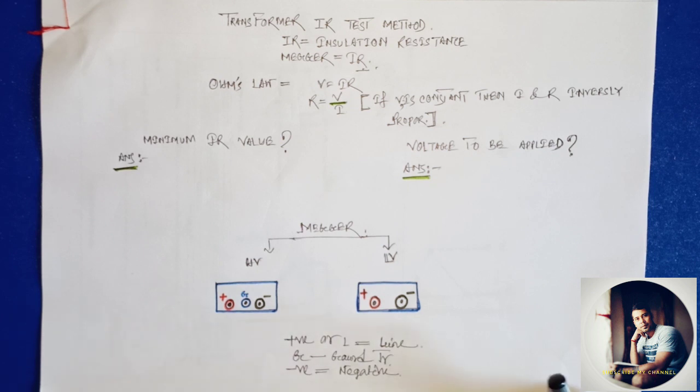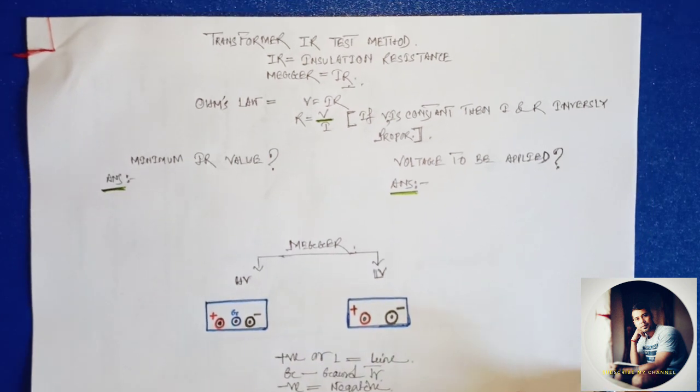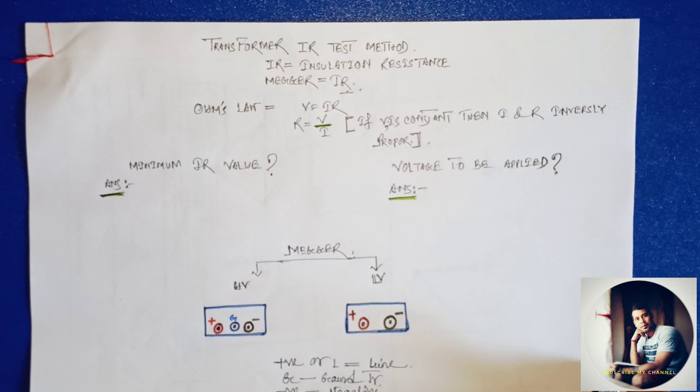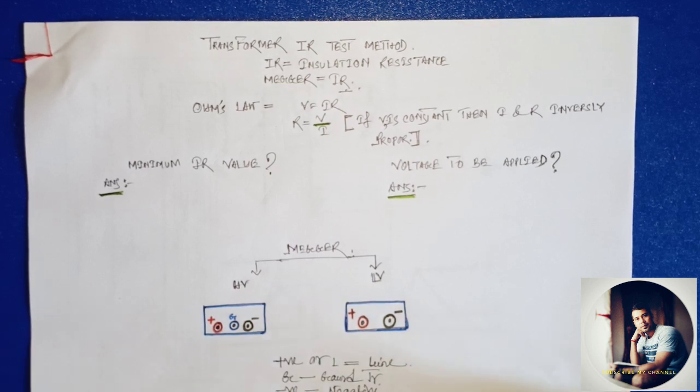Friends, as you know from the thumbnail, today we will discuss the transformer IR test method. What is the IR? What is the meaning of IR? IR means insulation resistance, and sometimes it is called Megger in common language in industry.